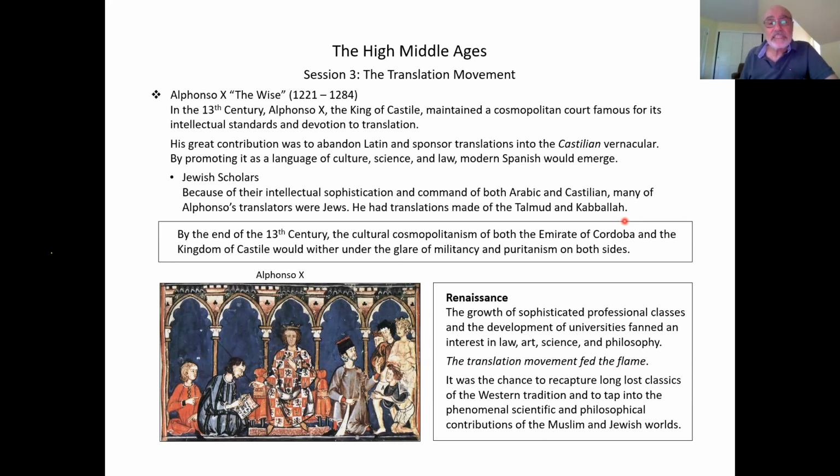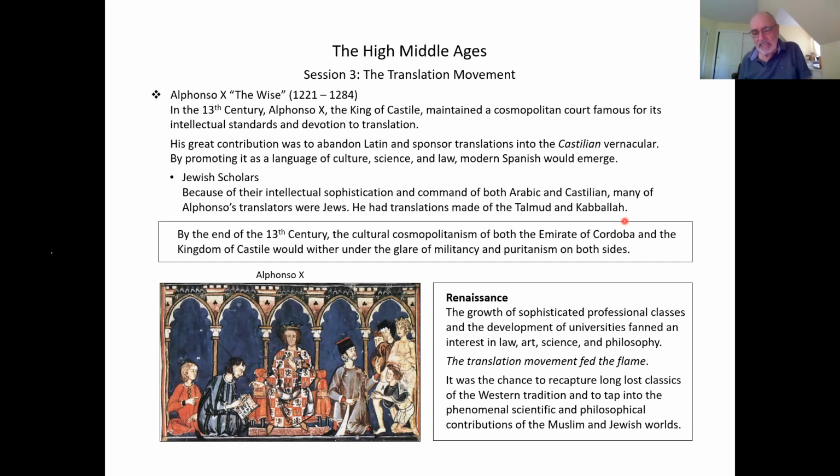So by the end of the 13th century, the cultural cosmopolitanism of both the Emirate of Cordoba and the Kingdom of Castile would wither under the glare of militancy and puritanism on both sides. It's something that I'm going to be talking about going forward. This vast opening of the European mind and the continued openness of Muslim secular culture on both sides.